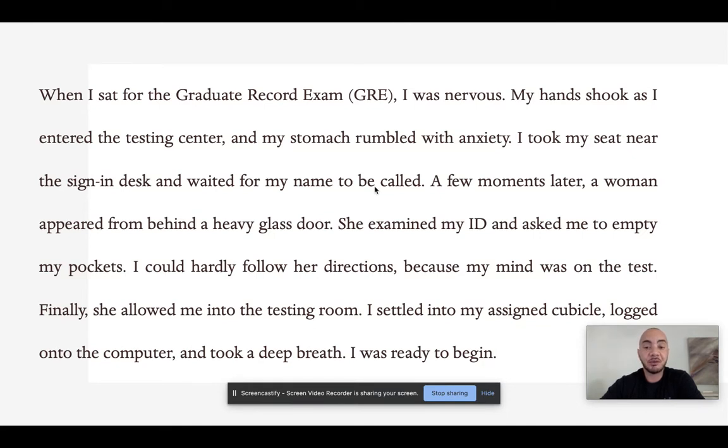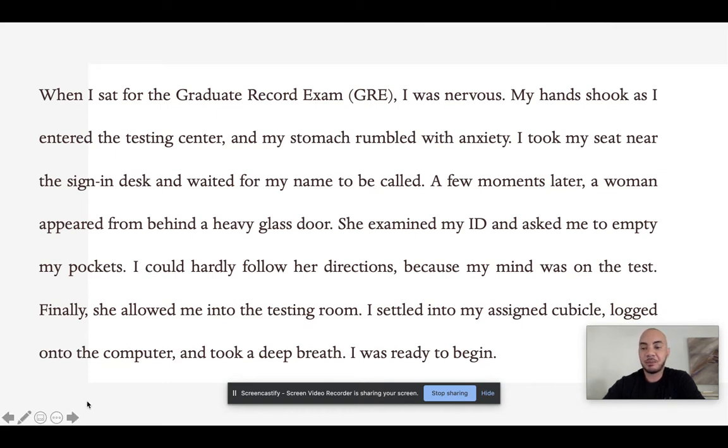I could hardly follow her directions because my mind was on the test. Finally, she allowed me into the testing room. I settled into my cubicle, logged onto the computer, and took a breath. I was ready to begin.